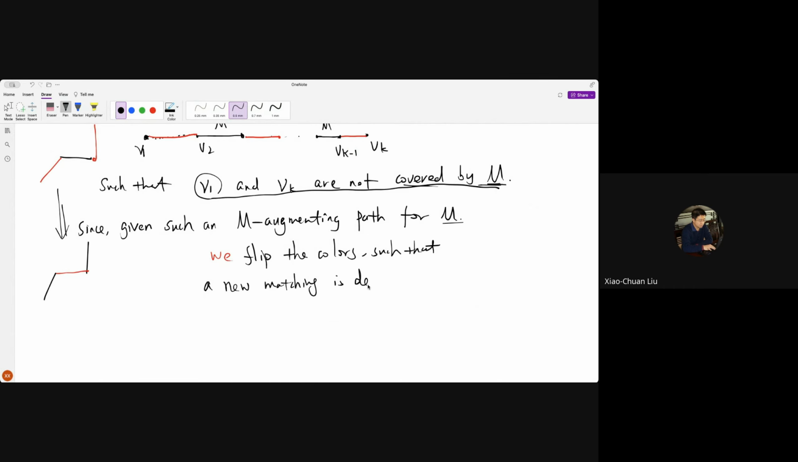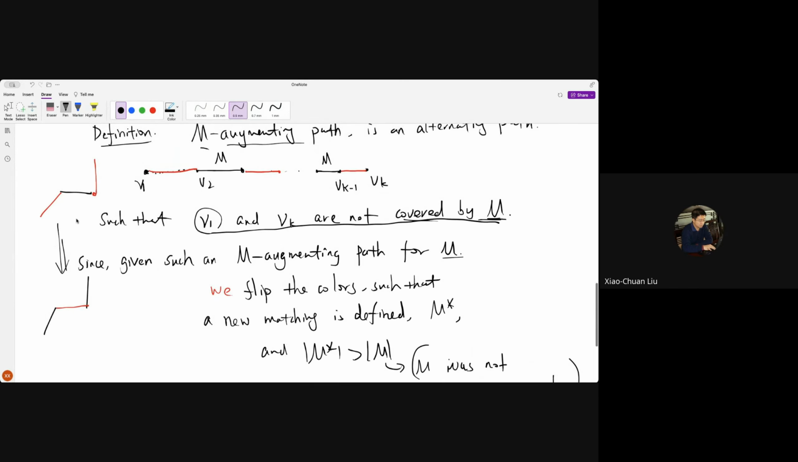Say M star. And clearly M star is a larger matching. So in particular, this M was not a maximum matching. Is the process clear? How the definition is given? Here we obtain a new matching.